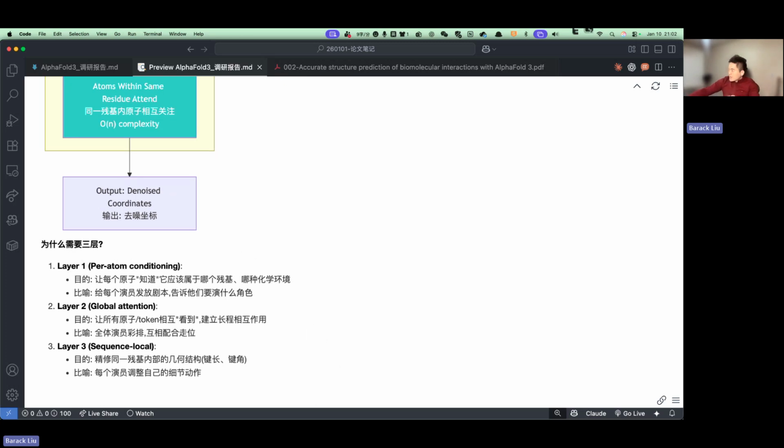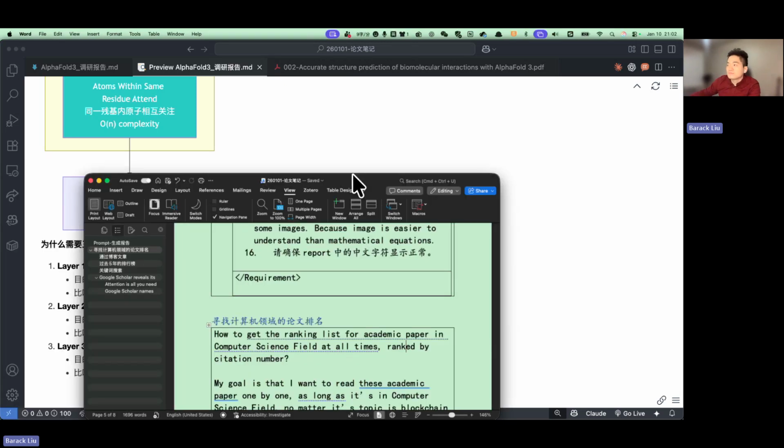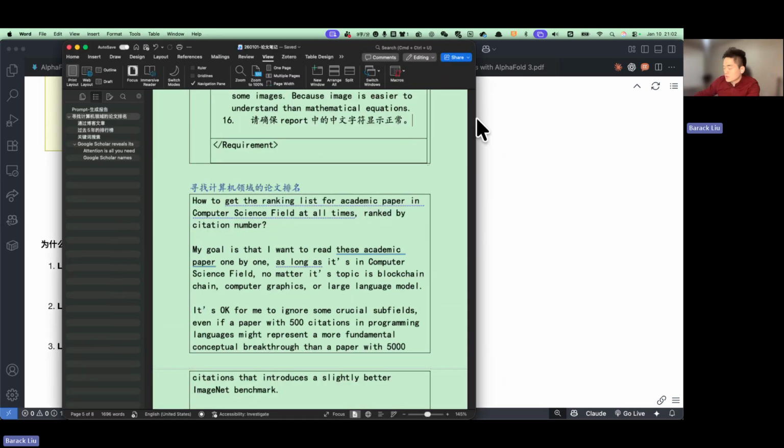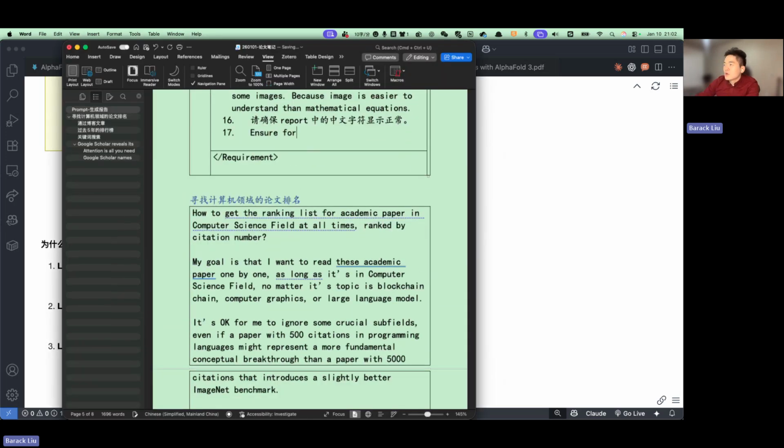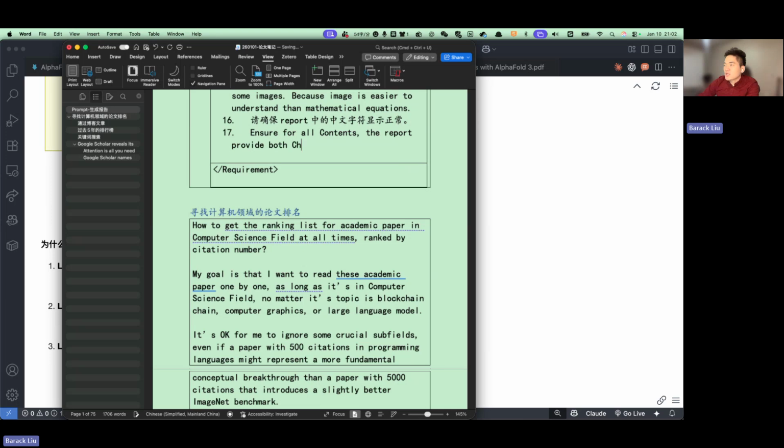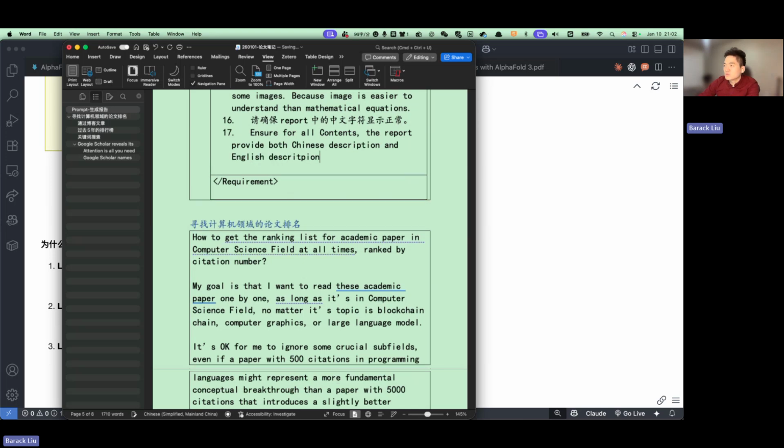You say it's. I guess that I need to emphasize it again. Ensure that for all Chinese content, the report provides both Chinese description and English description. Yeah, I think that's important.